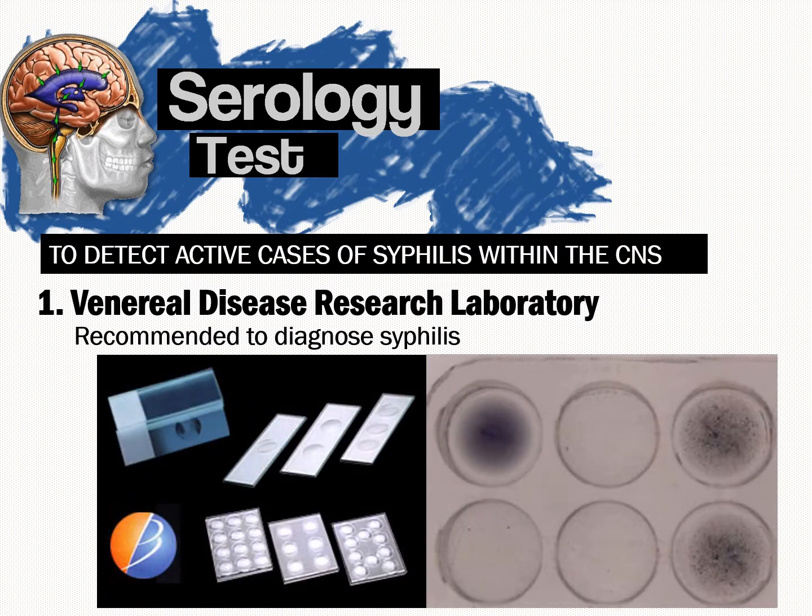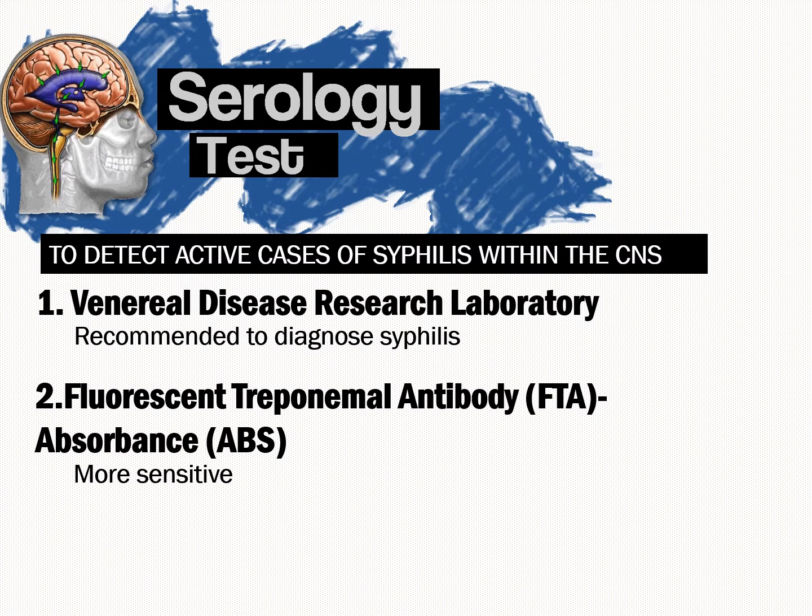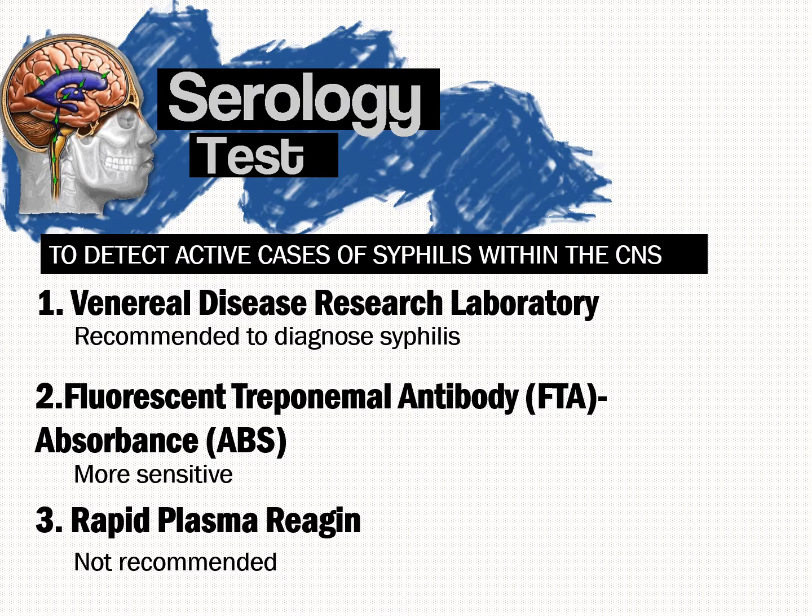This test is more specific but less sensitive. The other test is the FTA-ABS, or fluorescent treponemal antibody absorption test. This is more sensitive, but care must be taken to prevent contamination with blood because it remains positive in serum even of treated cases of syphilis. And last is the RPR, which stands for Rapid Plasma Reagin. This is not recommended for use on CSF because it is less sensitive and specific than the VDRL.